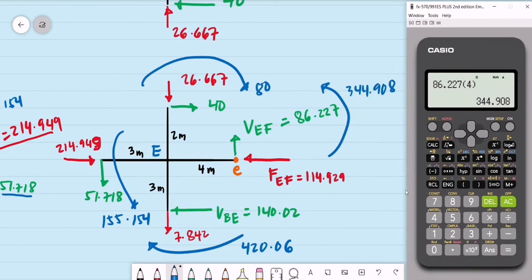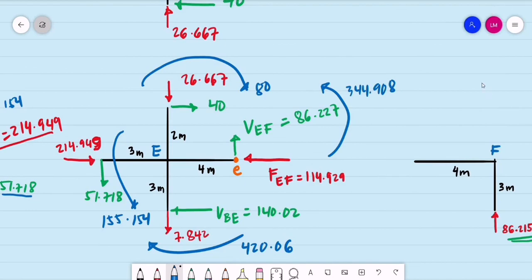So, okay, let us check the equilibrium about this joint. How many counterclockwise and clockwise moments? The clockwise moments here, we have the 420.06 plus 80. This is the actual moment at joint E, 500.06 kilonewton meter. Okay, less 155.154, less 344.908. So we have a very small value. Supposedly this should be equal to 0, but this is a very small, negligible value, negative 2 times 10 raised to negative 3. Alright, that is for joint E.